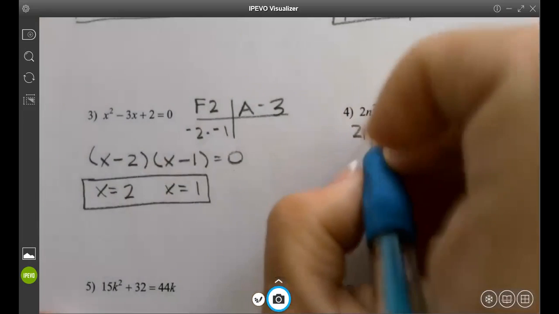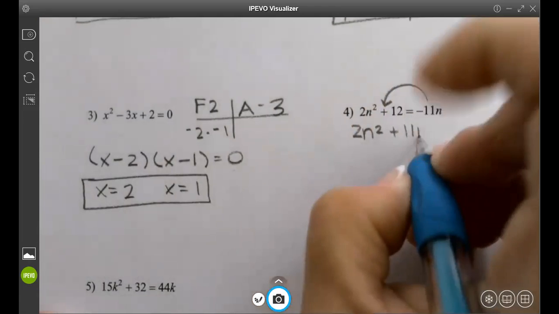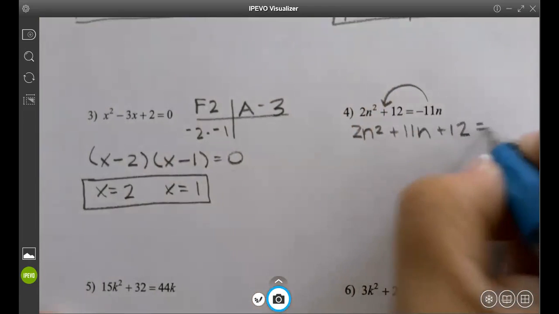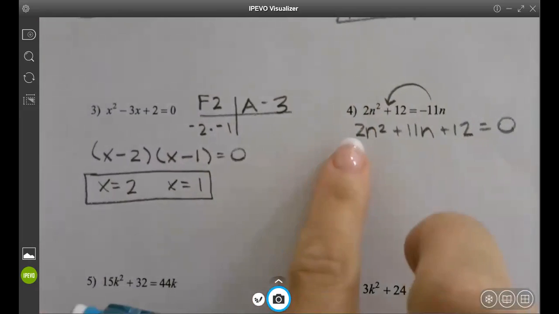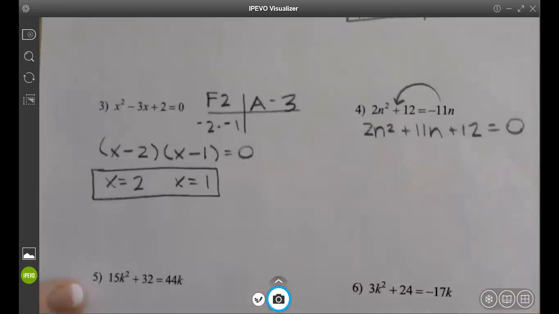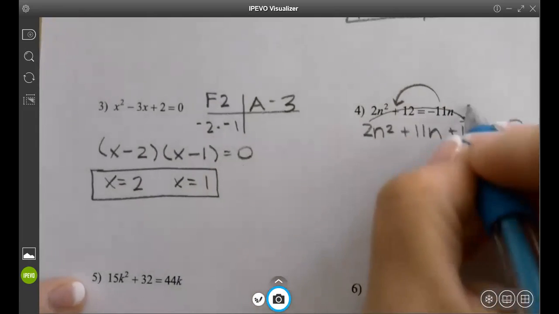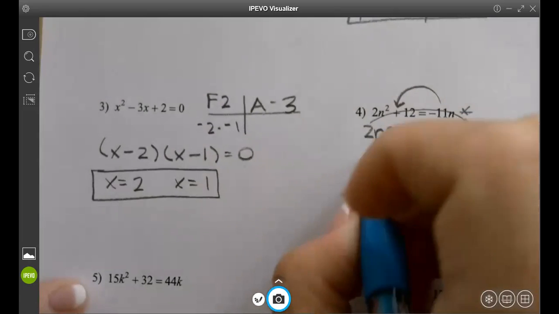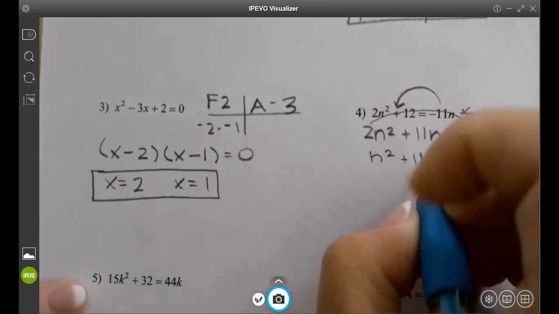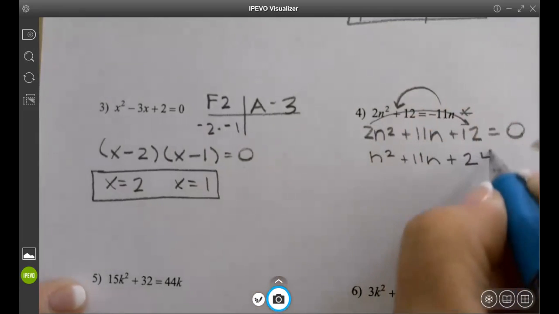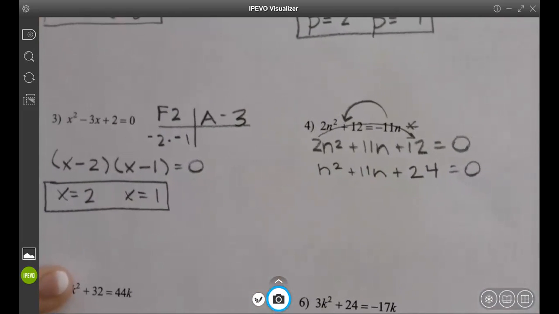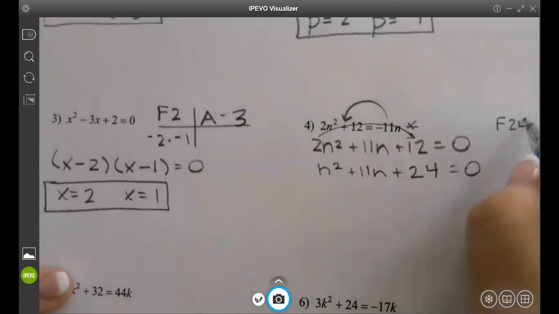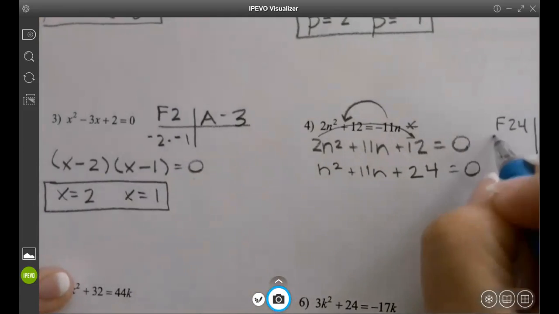So we get 2m squared. It goes in the middle and change the sign to positive. And then we have a +12. Only change the one that we move. Okay. Now this one's different because it's got a number in front. So we're going to do slide and divide. So we're going to slide this 2 over, and remember it's a multiply. I'm going to have n squared plus 11n plus 12 times 2 is 24. Now it's just like the others. I need factors of 24 that add to 11.